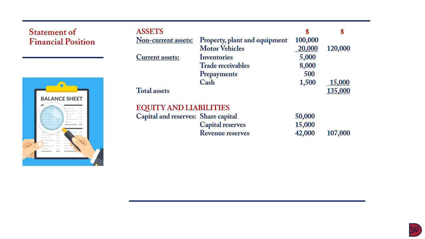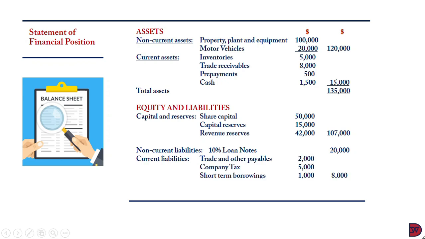So when we come to the equity and liability section, we'll start with the capital and reserves. We'll have the share capital, capital reserves, revenue reserves, leading to a capital and reserves figure of $107,000. Then we come to the non-current liabilities column. We have 10% loan notes of $20,000. Then we come to the current liabilities: trade and other payables, $2,000, company tax, and we add short-term borrowings, which will lead to total current liabilities of $8,000. We add that to the total of the non-current liabilities and the total of the capital and reserves, leading to $135,000.